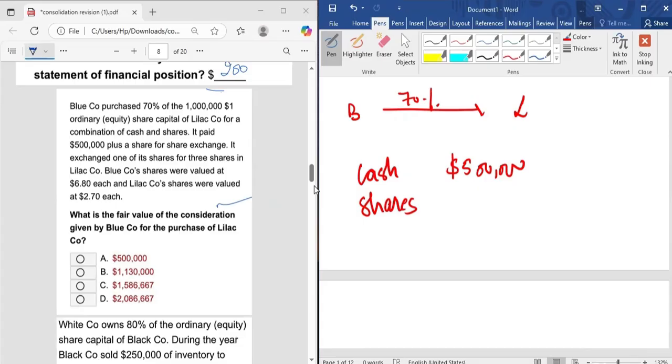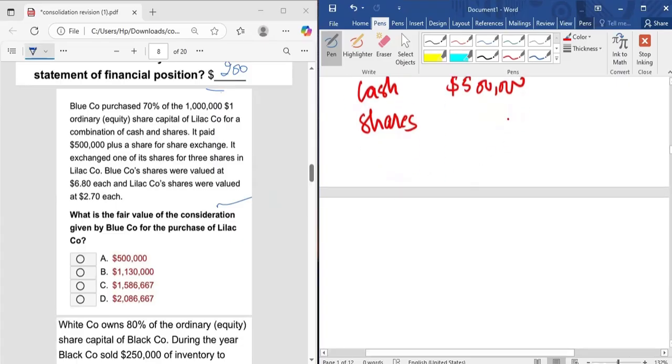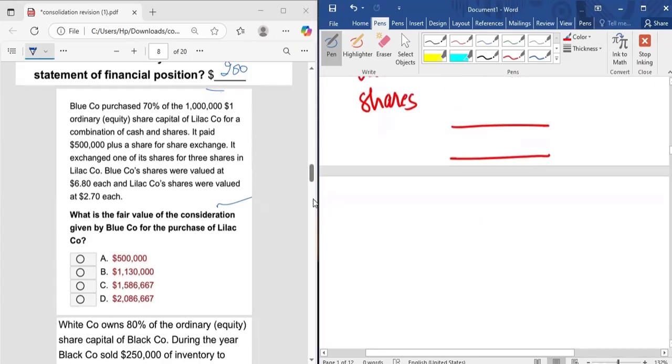Blue Company shares were valued at $6.8 each, and Lilac Company shares were valued at $2.7 each. All right, so let's see. What is the fair value of consideration? They are asking us to calculate this entire consideration, whatever we have paid to acquire Lilac Company. So 5 lakh is directly given, and I just need to find the share for share exchange. So see how it will be done. The total share capital is 1 million, or I can say 10 lakhs.